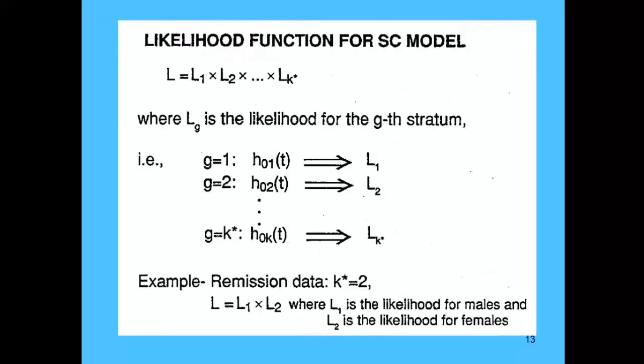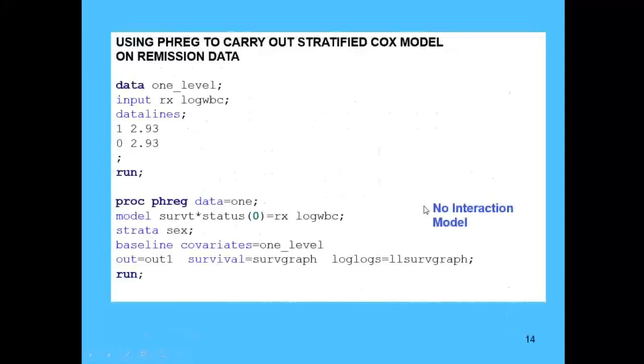But anyhow, okay, so let's talk. The likelihood function is even going to have a special form for the stratified Cox model, but let's not talk about that. Let's talk about something a little more practical. Let's look at what's on this screen. It's code for how to run the PH-REG program if you were going to do a stratified Cox model.